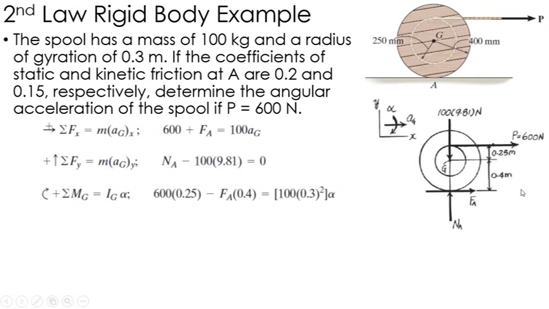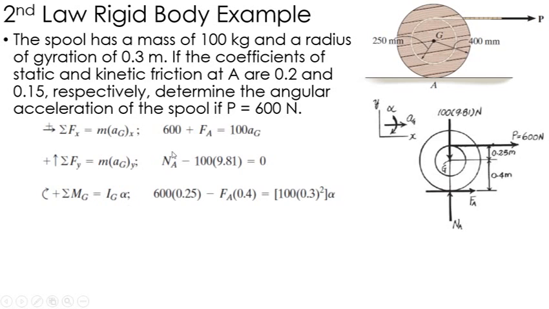The moments about G, basically the weight and the normal force go right through it, so all I have is the 600 at 250 millimeters away, and a friction force that's 400 millimeters away. And that's going to equal I alpha, where I, due to the radius of gyration, is the mass times the radius of gyration squared times alpha. Okay, so I've got three equations here.